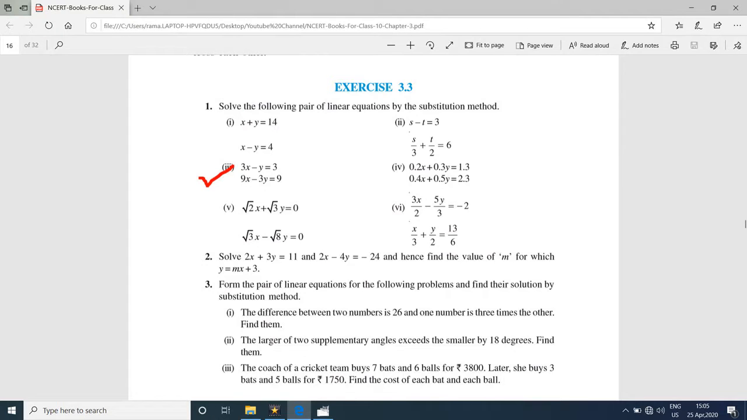Now we will have question number 4. 0.2x plus 0.3y is equal to 1.3. 0.4x plus 0.5y is equal to 2.3.